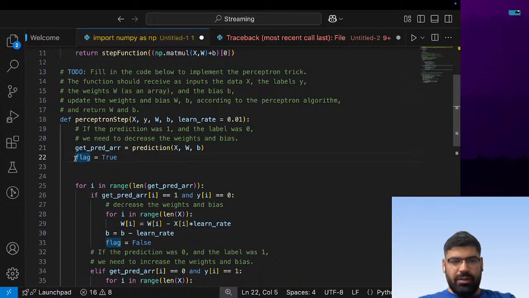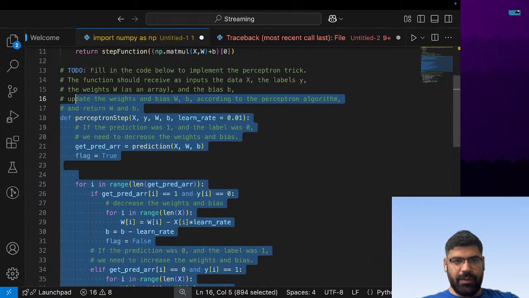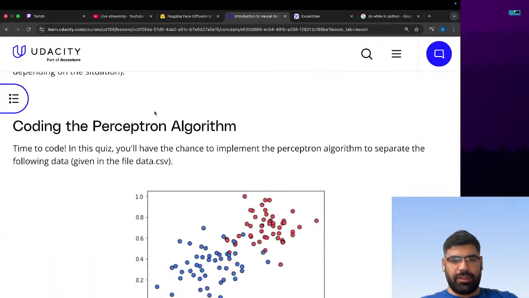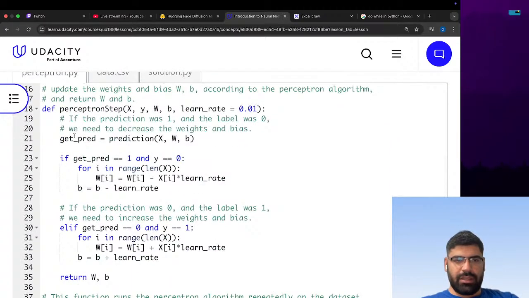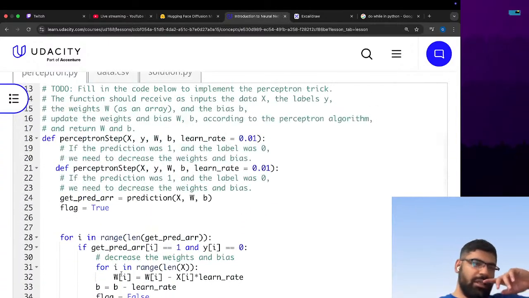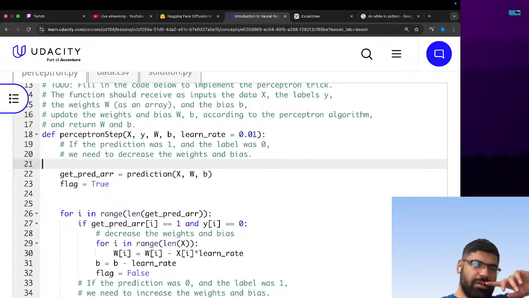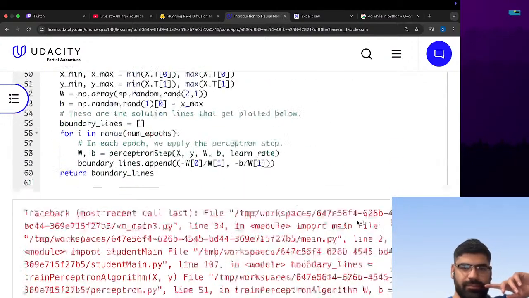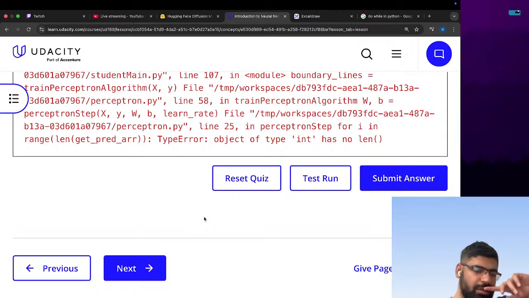Let's see. I'll keep the flag here for some time. Okay, hopefully. Do you think this is right? I feel we should keep on changing it, right? The flag, or you don't have to define this, I guess. What do you think?